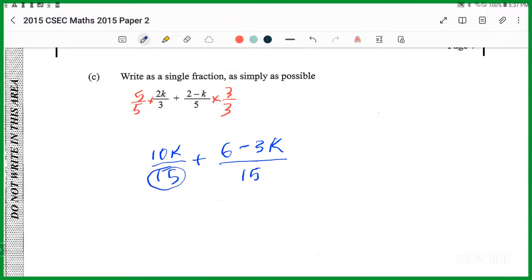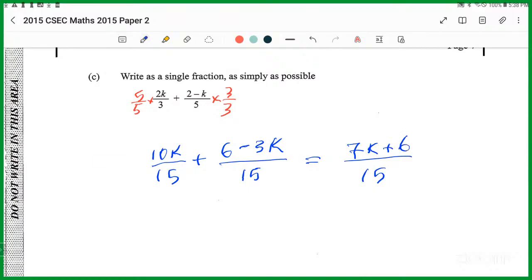Now that the two denominators are the same, the common denominator is going to be the denominator of the answer. You just need to add the numerator values algebraically with this plus. So it becomes 10k plus minus 3k. 10k and minus 3k is the same as 10k minus 3k, which is 7k. And then there's nothing to add to this 6, so I'm going to put plus 6. And that is the answer.